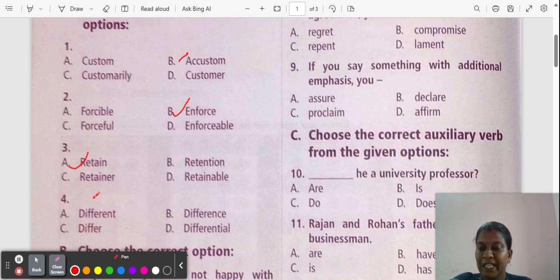Then question number 4. Option A different, option B difference, option C differ, option D differential. From these four options we have to choose the correct verb. Different means not the same. Difference is something that has changed. Differ means to be different. Differential is the amount of size, quality, or value that has been changed. So here the correct verb is option C, differ.